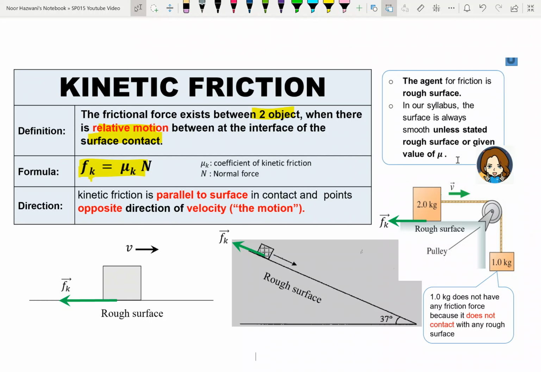Okay, I hope you could understand 5 basic forces which are weight, tension, external force, friction and also normal. So 5 benda ni sangat penting lah untuk you master topic 4.